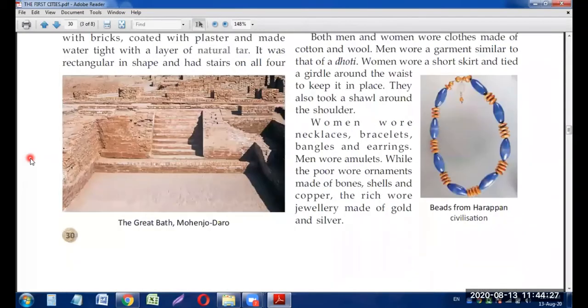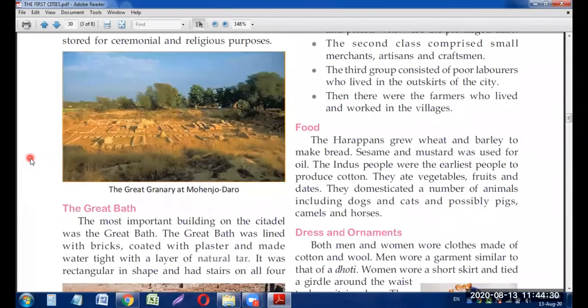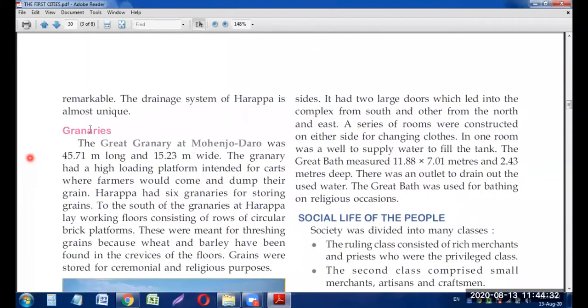Now let me come to the next part of the chapter, which is at the top. They had a ladder, or you can say stairs, on all sides. It had two large doors which led into the complex, one from the south and the other from the north and east, so that people could come inside the bath. So there were two large doors.